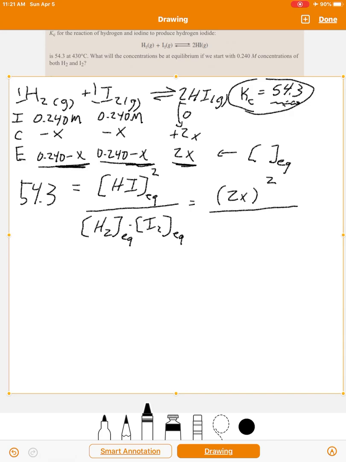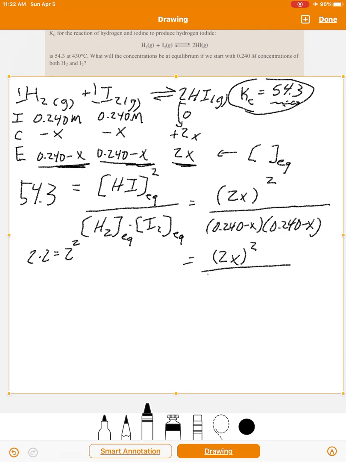Now, here's the little trick that I did a little bit earlier, 0.240 times 0.240. If I have 0.240 minus x times 0.240 minus x, how can we simplify that? If I had 2 times 2, that's 2 squared, right? So I'll do the same thing in the denominator here. This is 2x squared over 0.240 minus x squared.